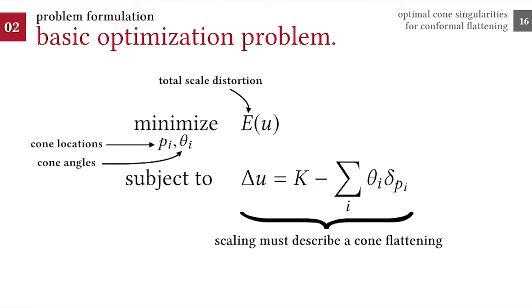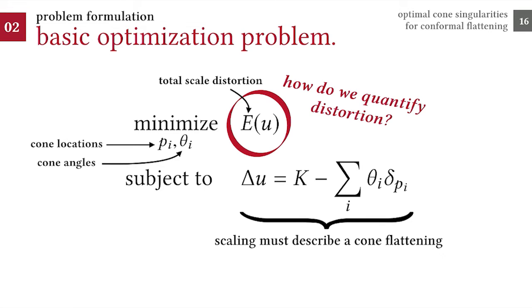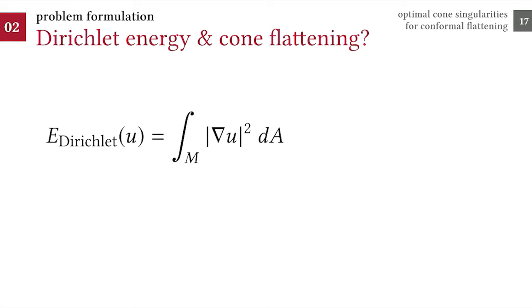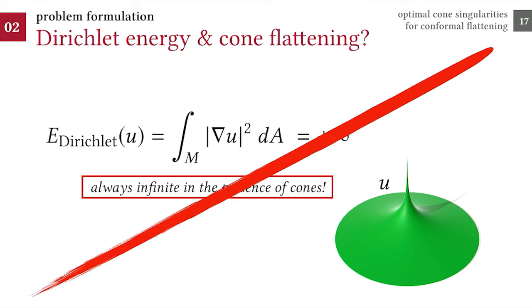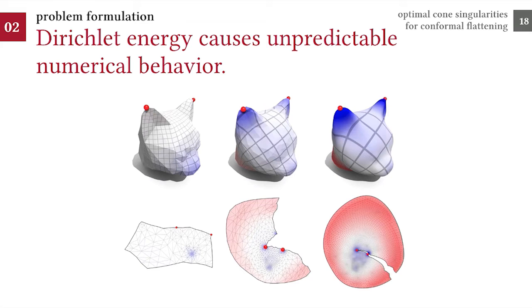Now we need to understand, how should we quantify distortion? A seemingly natural energy, and one that has shown up in some previous work, is this Dirichlet energy of the conformal factors. But since adding a cone singularity is like adding a harmonic Green's function, this energy is immediately infinite. So we can't use it since it can't even tell us the difference between two different configurations of cones. And if you actually try and minimize this numerically, you end up with extremely unpredictable behavior that depends on the mesh itself rather than the underlying geometry.